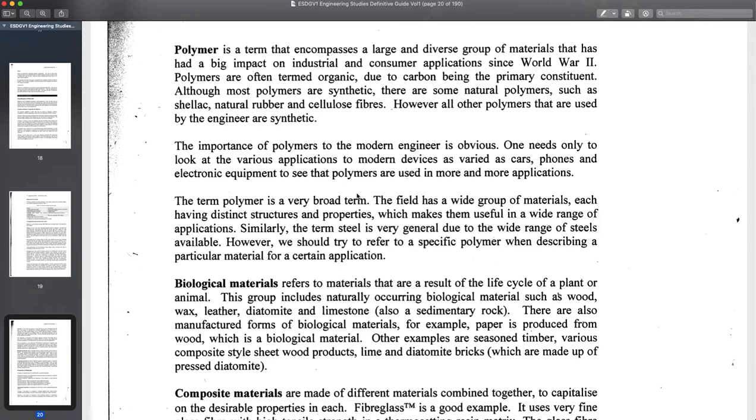PVC is great. We use it for stacks of stuff. The only problem is if it catches on fire, it's poisonous because chlorine gas is no good for you. So firefighters have to be really careful because there's PVC just everywhere.